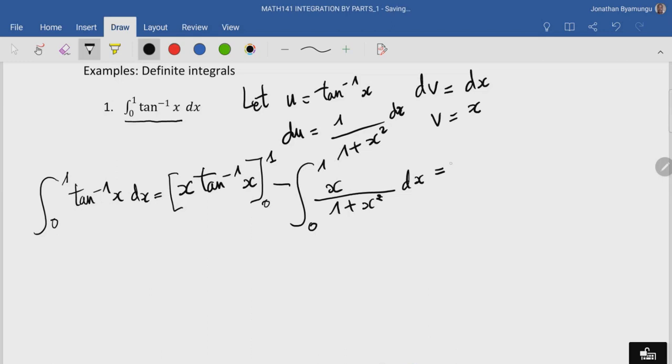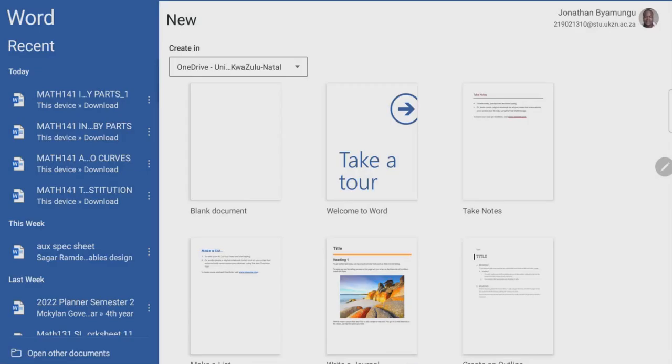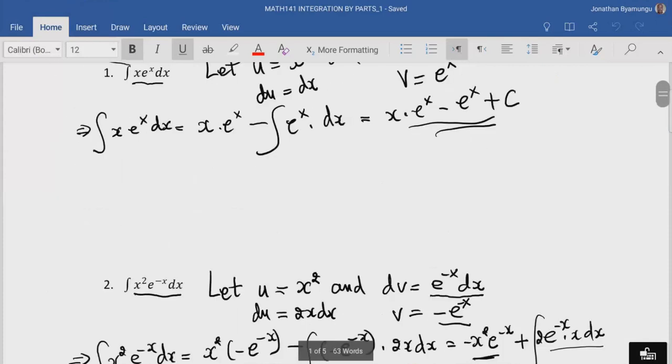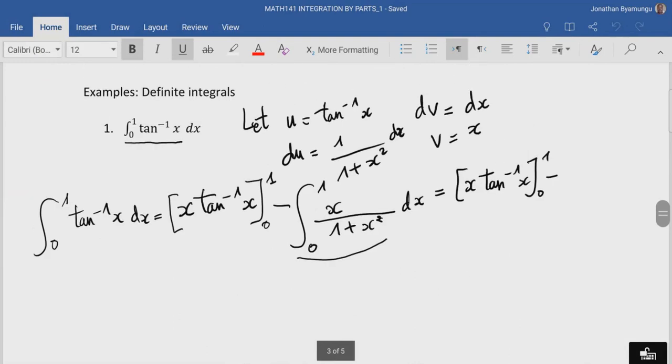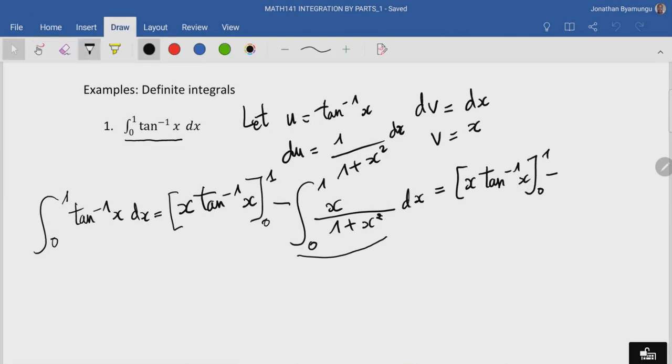And if we evaluate the second integral here, we can clearly see that this will be equal to x times tan inverse of x from 0 to 1 minus the integral of x over 1 plus x squared.